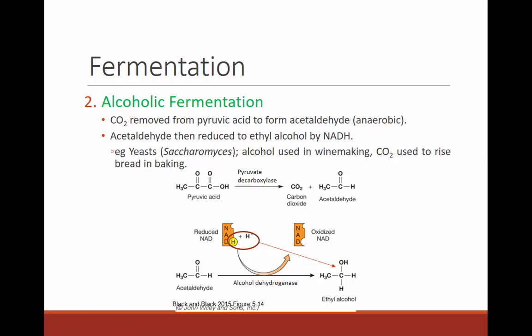Alcoholic fermentation is when you remove CO2 from pyruvic acid to form acetaldehyde, and it's anaerobic. Okay. Now, acetaldehyde is reduced to ethyl alcohol, and that's what is produced by the action of yeast, such as Saccharomyces, to produce wine.